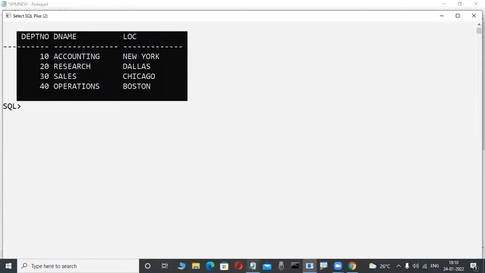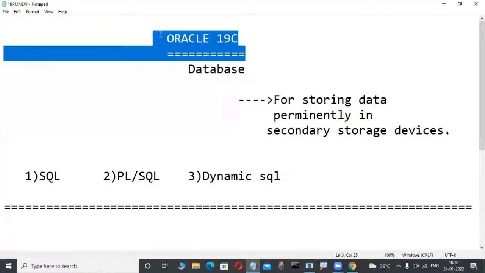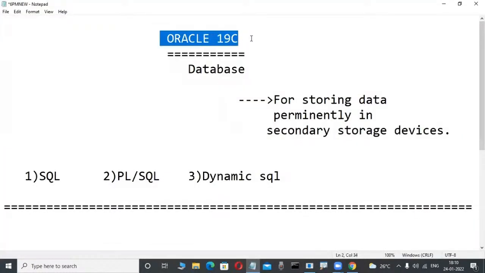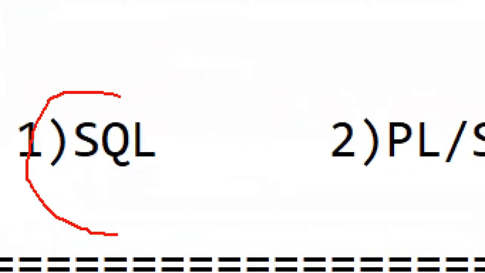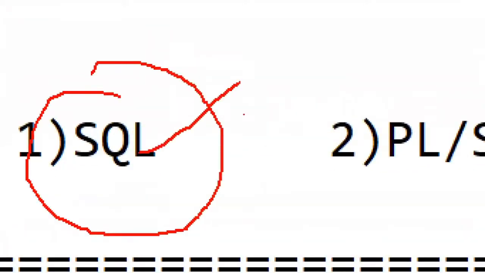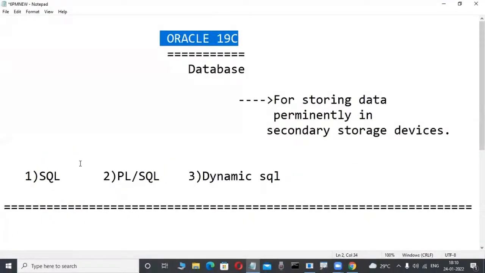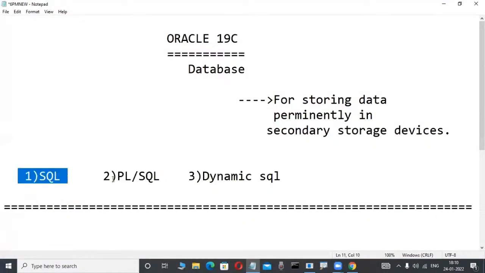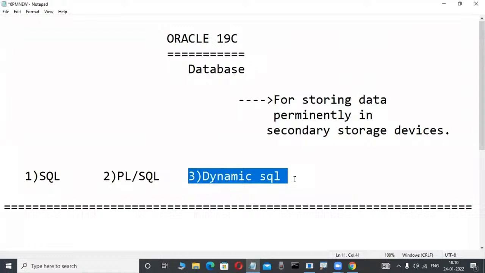Now for operating these types of relational data model products, there is one universal language. What is that one? SQL, structured query language. But for the Oracle product, not only the SQL language, three languages are there. One is SQL, another one is PL/SQL, procedural language extension for SQL. Another one is dynamic SQL.